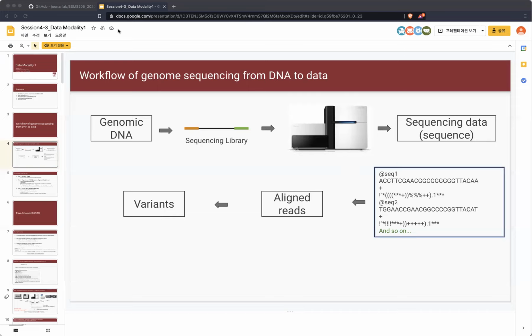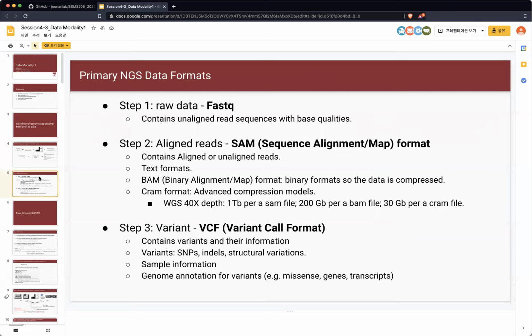Okay, so once you get the sequencing reads information, you put those reads into alignment. Then after that you find the mutations from the sequencing data. So this is the typical workflow of genome sequencing, then put into the analysis of finding genetic variants from the samples.